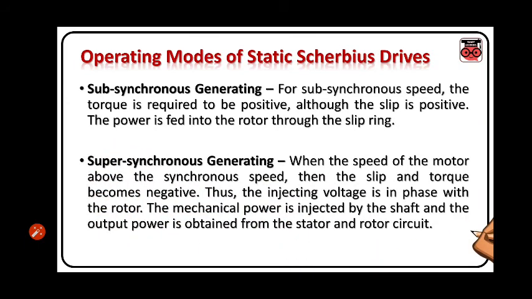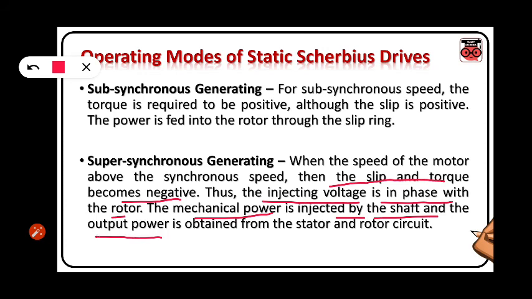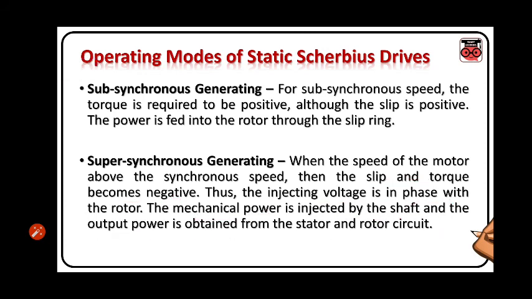And the last mode is super-synchronous generating. When the speed of the motor is above the synchronous speed, then the slip and torque become negative. Thus, the injected voltage is in phase with the rotor current. The mechanical power is injected by the shaft and the output power is obtained from the stator and rotor circuit. This is all about operating modes.